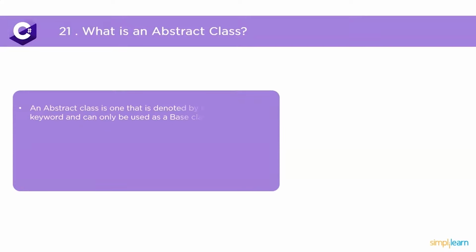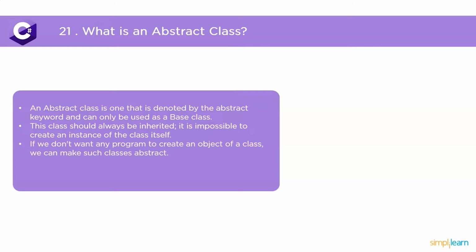Following the 20th question, we have the 21st question, which says, what is an abstract class? So the answer for this question is, an abstract class is denoted by the abstract keyword and can only be used as a base class. This class should always be inherited. It is impossible to create an instance of the class itself. If we don't want any program to create an object of a class, we can make it abstract. There are no implementations of any methods in the abstract class. They must be implemented in the child class.